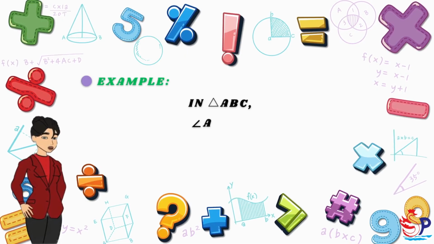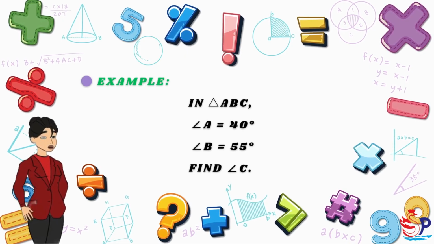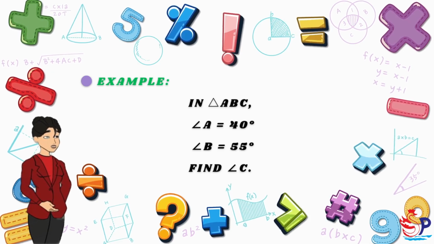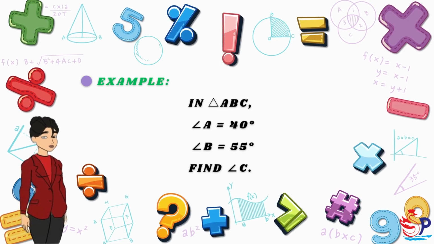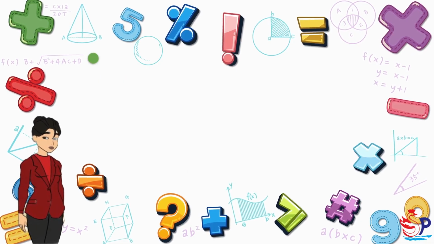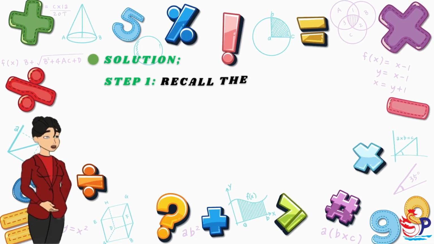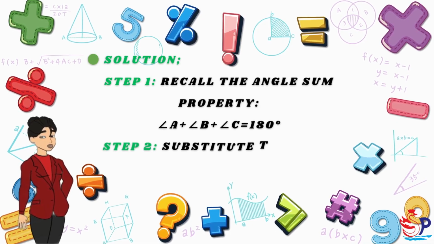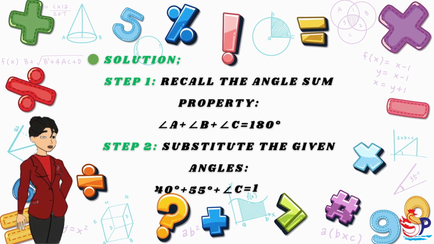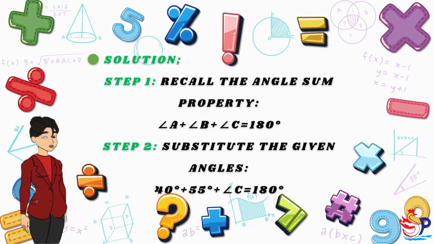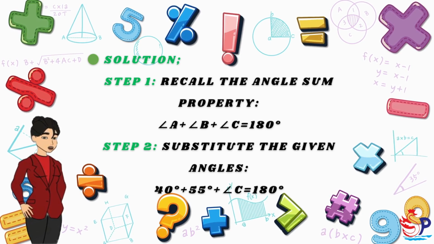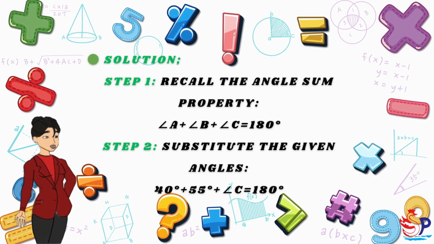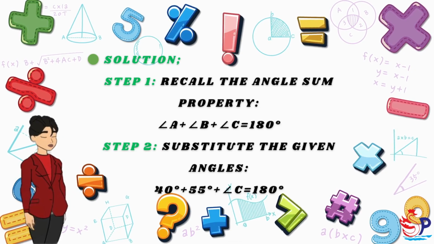Example. In triangle ABC, angle A is equal to 40 degrees. Angle B is equal to 55 degrees. Find angle C. Solution. Step 1. Recall the angle sum property. Angle A plus angle B plus angle C is equal to 180 degrees. Step 2. Substitute the given angles. 40 degrees plus 55 degrees plus angle C is equal to 180 degrees.